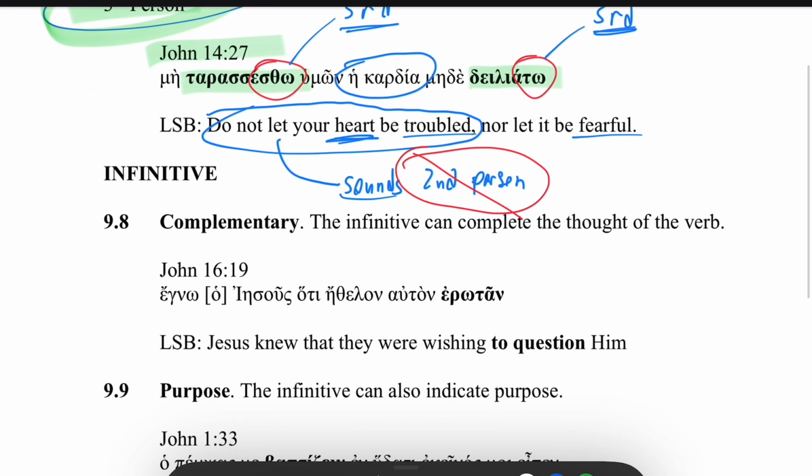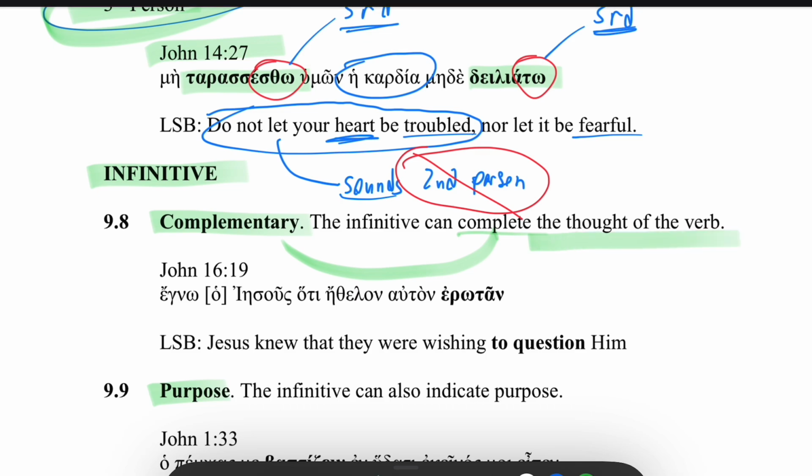All right, again, not technically a mood, but we come now to the infinitive. With the infinitive, there's going to be two types of infinitives we'll look at, the complementary and the purpose infinitive. The infinitive can complete the thought of a verb. It completes the thought or complements the thought of a verb.